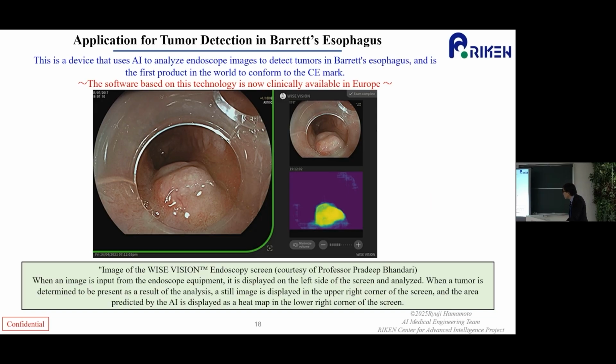The image from the endoscope equipment is displayed on the left side of the screen, and the artificial intelligence analyzes it. Where a tumor is determined to be present as a result of the analysis, a still image is displayed in the upper right corner of the screen, and the area predicted by the artificial intelligence is described as a heat map in the lower right corner of the screen.